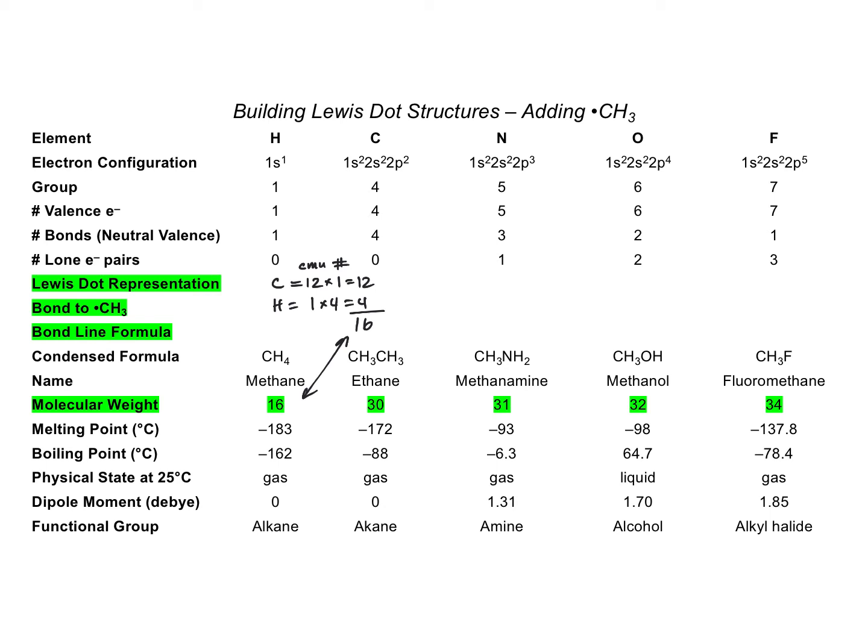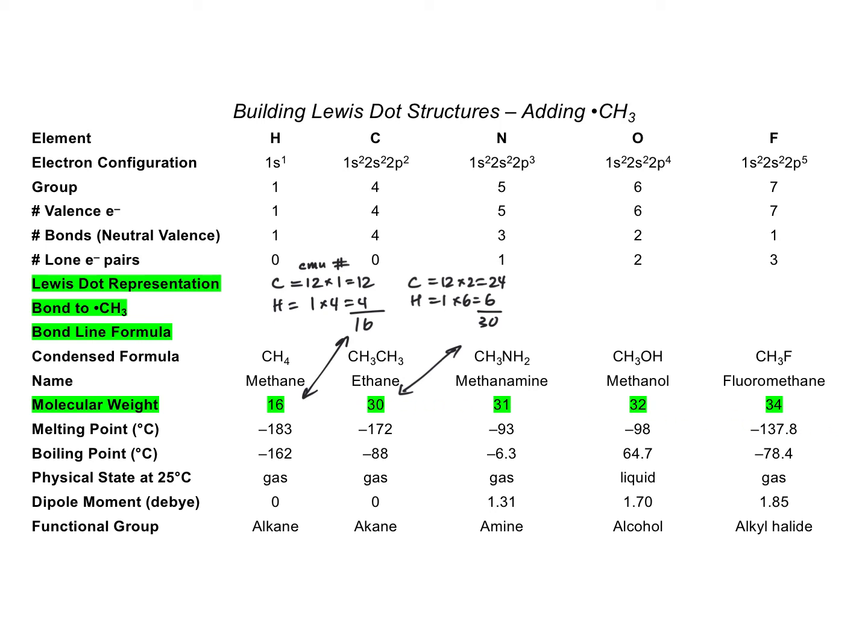So what about ethane? Let's do the same thing. CH, carbon's 12 times 2, that's 24. Hydrogen's 1 times 6, that's 6. That gets us our 30. So we can do the same sort of analysis for methanamine, methanol, fluoromethane. Now, if you look at these molecular weights, especially ethane, methanamine, methanol, fluoromethane, they're really not changing a whole lot.